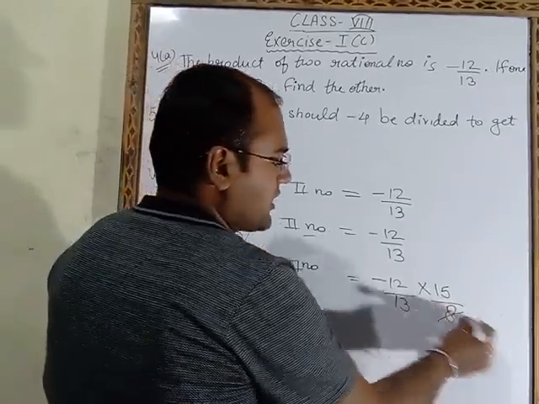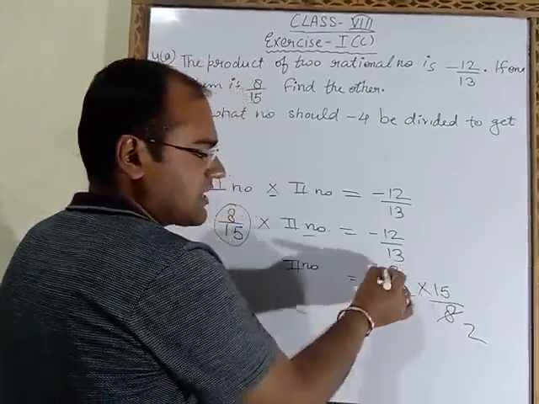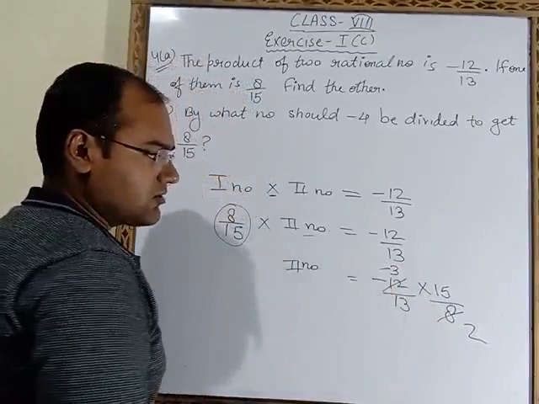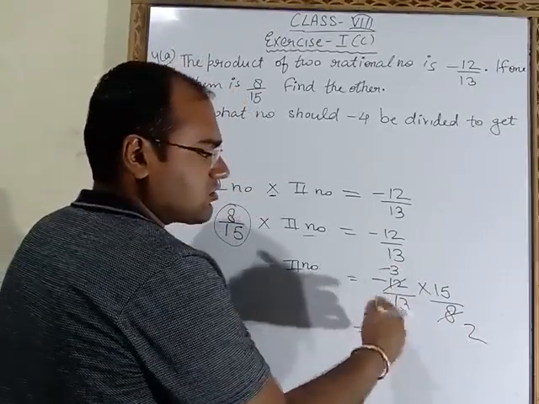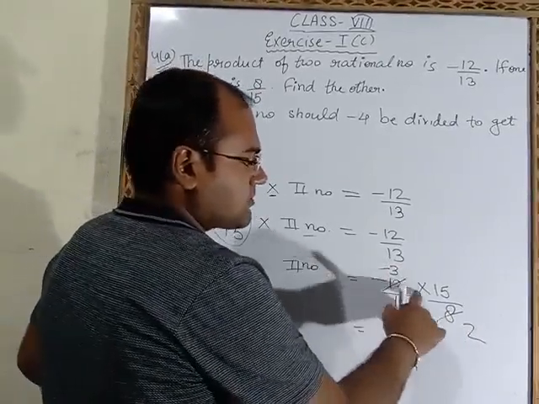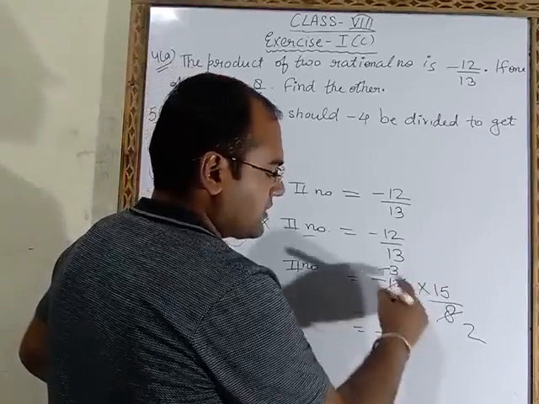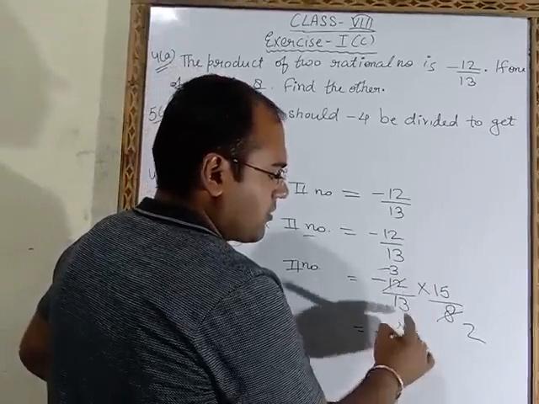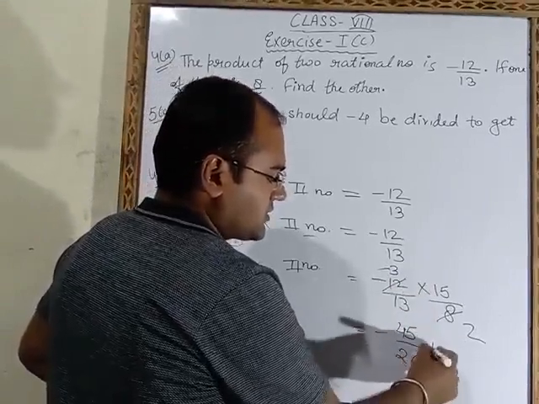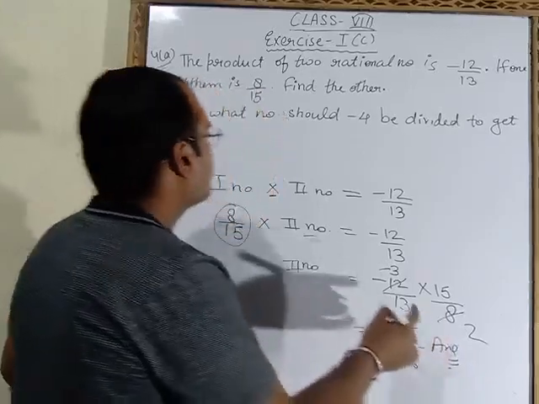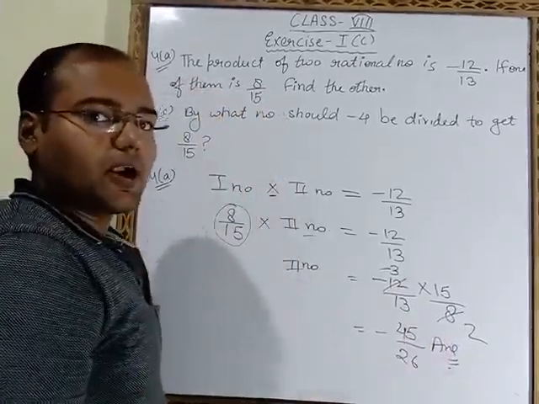Now 4 twos are 8, 4 threes are 12. The minus sign is also there, so we will put the minus sign also. Now nothing will get cancelled, so we will multiply. Minus multiply plus will be minus. 15 threes are 45 upon 13 twos are 26. This is the answer of 4th question, A part.